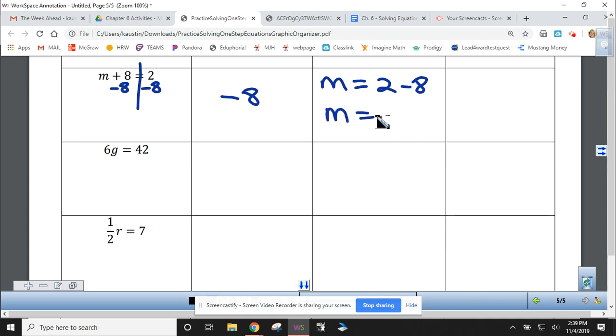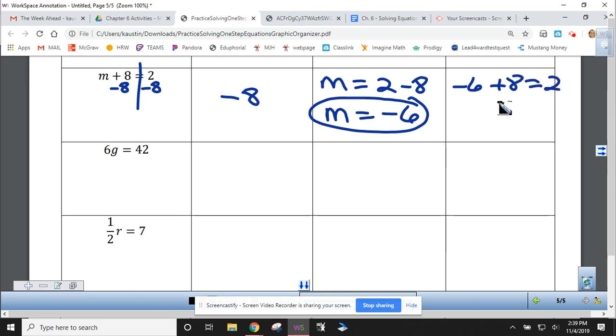In your calculator, make sure you double check this because it makes a huge difference if you get a positive or a negative 6. It can change the outcome. So we have m equals negative 6, and we substitute the negative 6 for our variable. We add 8, and since 2 equals 2, negative 6 is the correct answer for that missing variable.